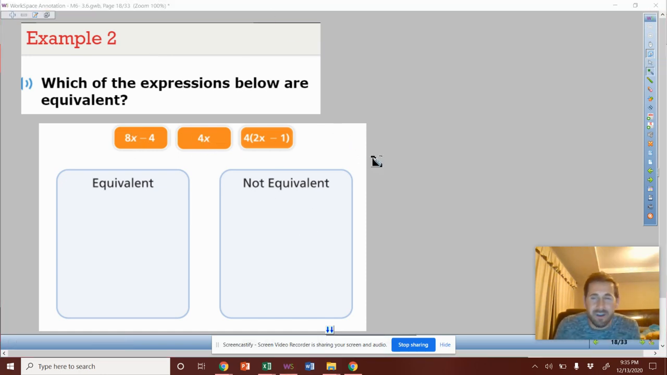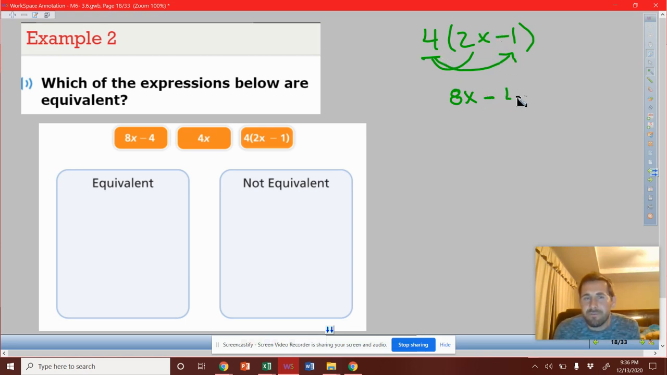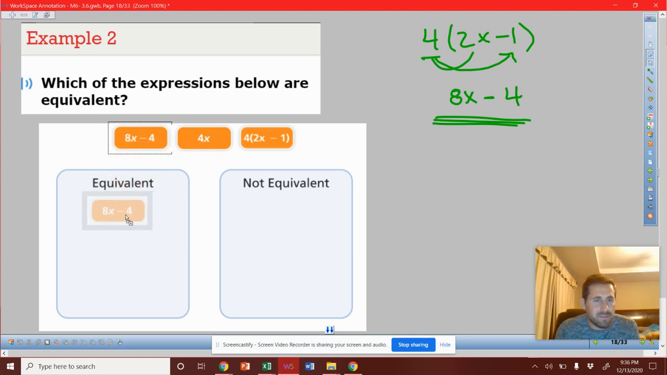So before I even start doing that, I would want to distribute this one out. So I've got 4 times 2x minus 1. So I'm going to do 4 times 2x, that's 8x. And then I'm going to do 4 times 1, and I'm going to bring that minus sign down. 4 times 1 is 4. So now you can see that this is the same thing as this guy. So what we can say is this one is equal to this guy.